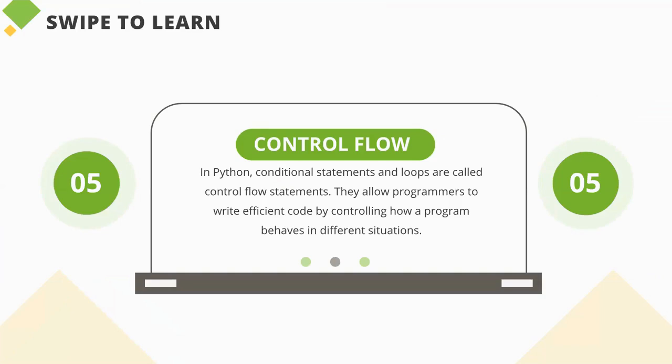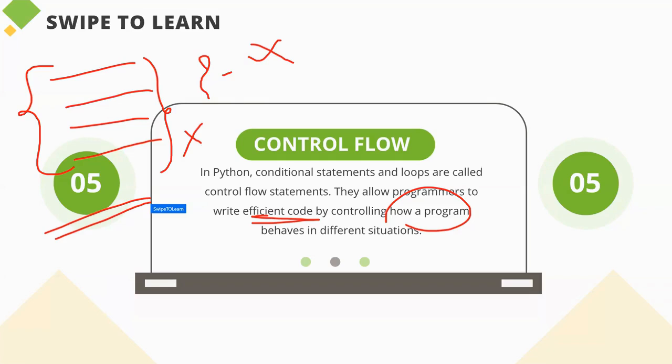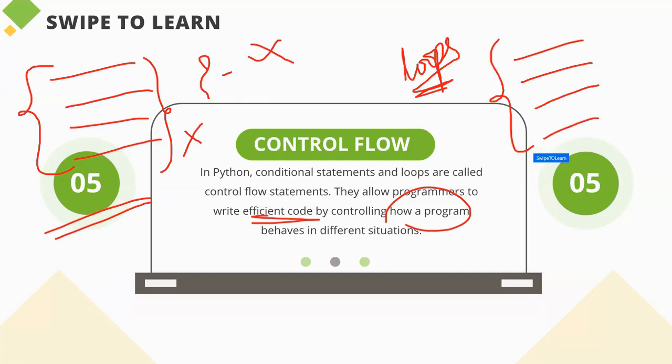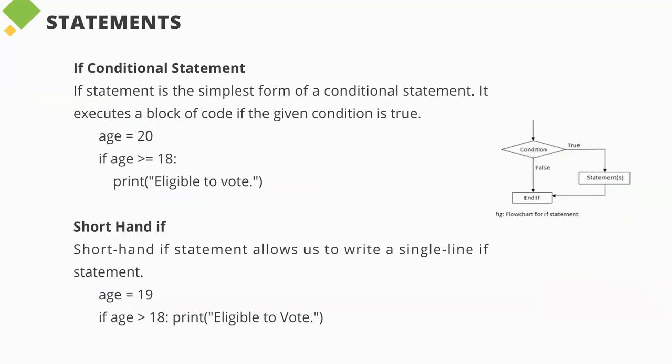Control flow statements include conditional statements and loops, which help us write efficient code by controlling how a program behaves. Suppose this is a part of the code we write and you need to execute this code only when this condition is satisfied. If this condition is false, then you don't want to execute this part of the code. And loops come into place where you have repeated execution. Like you need to execute these 4 lines of code n number of times, then we use the looping statements. Let's see about different types of control statements and loops in the further video.